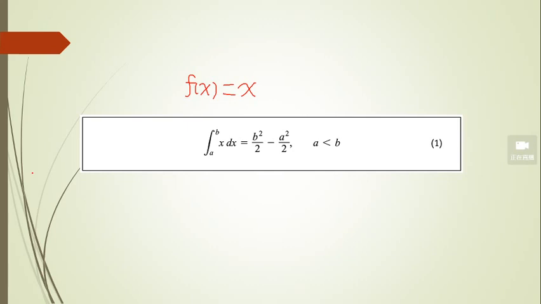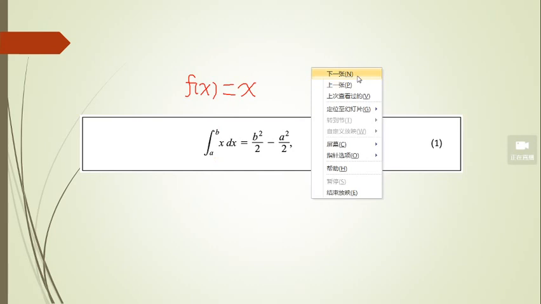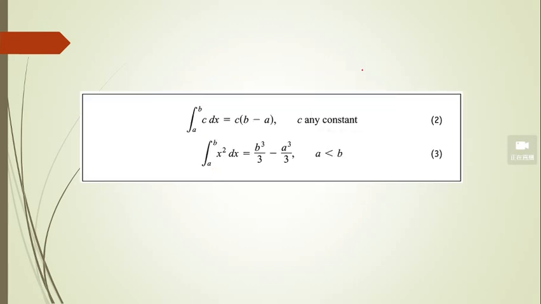Just a straight line. So it will be 1/2 b squared minus a squared. But it might give a negative number with different choice of the lower and upper bound, right? Upper limit.